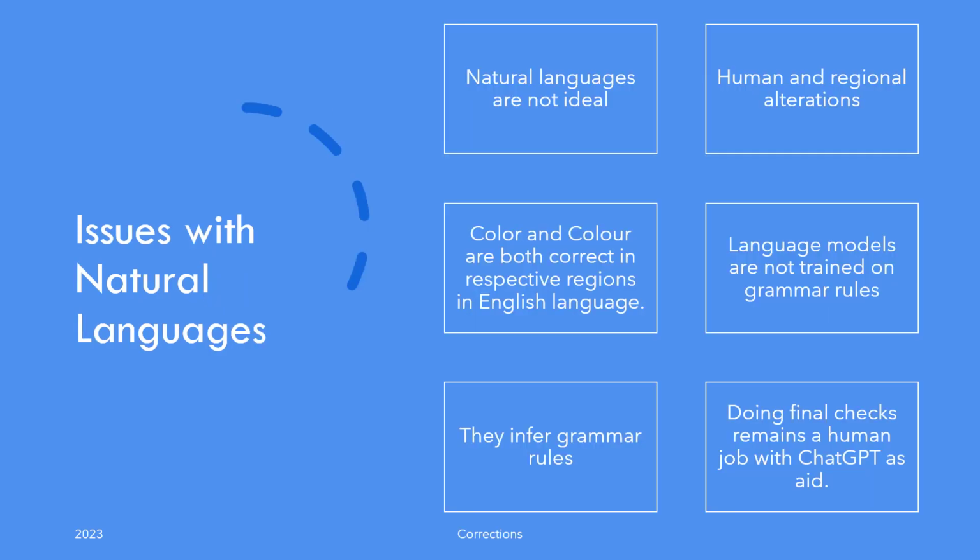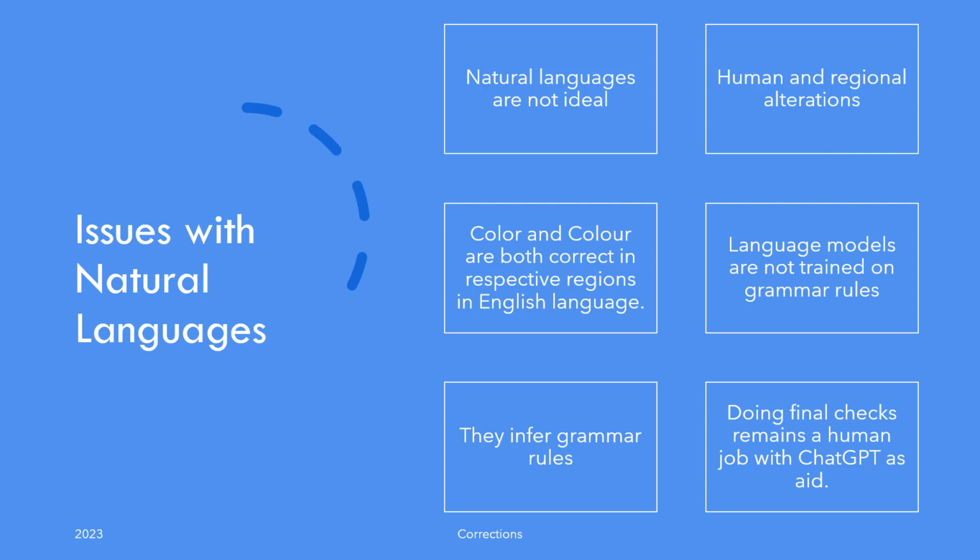When it comes to natural languages, we should be well aware that they are not ideal and standardized as, say, programming languages are when it comes to adhering to grammar rules. Tons of human nuances and regional alterations come into picture. As an example, color and colour with a U are both correct words in English, but one variant may be considered incorrect depending on whether you are following US English or UK English.